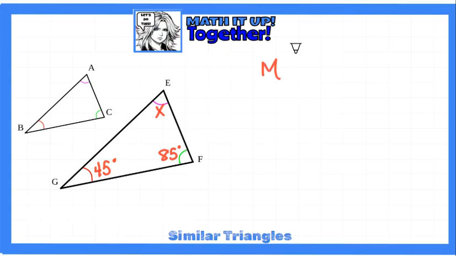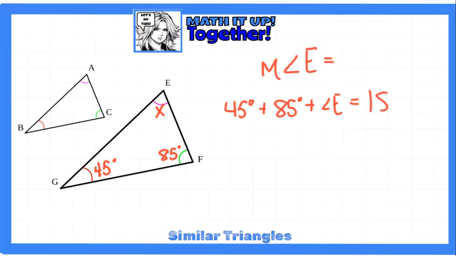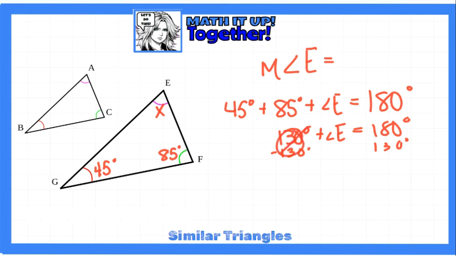Well, we would be able to find the measure of angle E because we know that the three angles in any triangle must add up to 180 degrees. So I'm sure you've already figured out what the answer is, but if we're going to go through the algebra properly here, this would be 130, and we would subtract 130 degrees from each side, 0 plus angle E, and the measure of angle E is going to be 50 degrees.